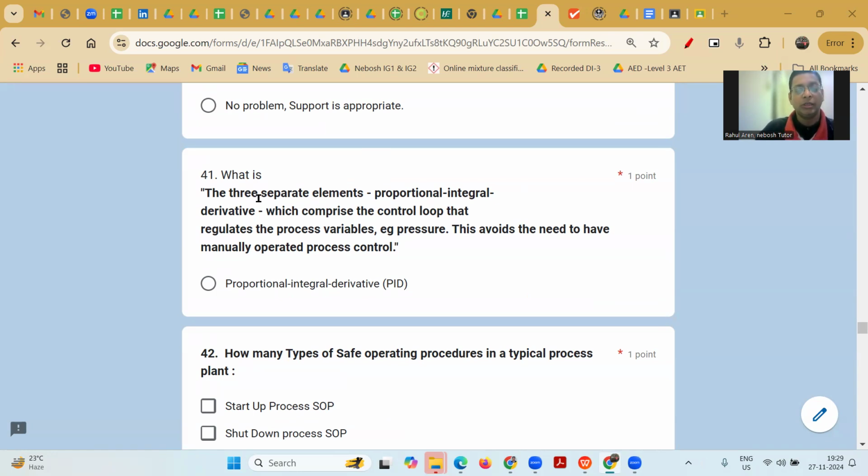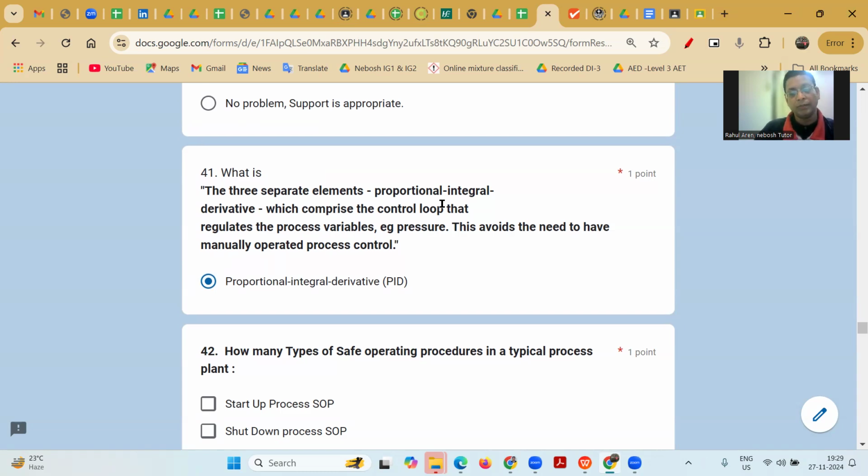So, what are the three separate elements? Proportional, integral, derivative, which comprise the control loop that regulates the process variable. This avoids the need to have a manually operated process control. So this is the PID control. Like in the class, we discussed what the PID control is.